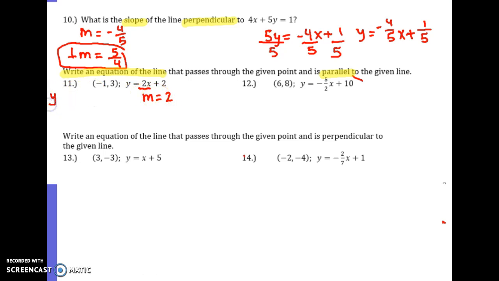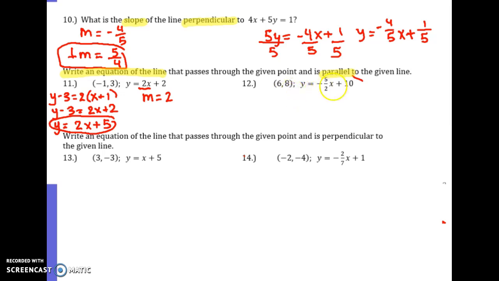So we'll do point slope form. y minus 3 equals 2 times x plus 1. Okay, y minus 3 is equal to 2x plus 2. And we add 3 to both sides, so y is equal to 2x plus 5. That would be our answer. Okay, 12 would be a good place to try it on your own.